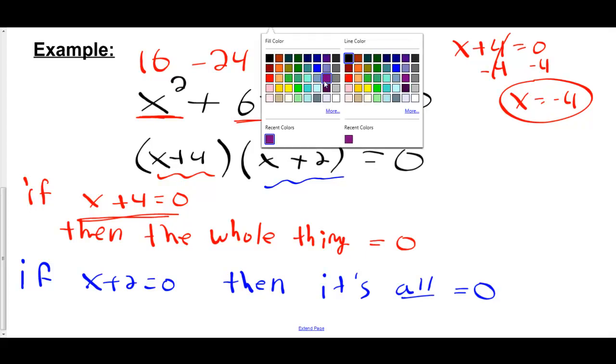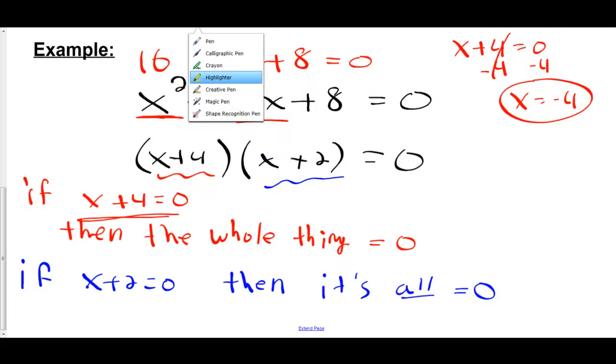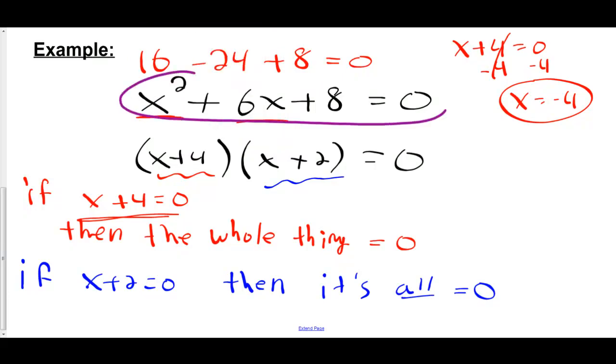If you look at this equation right here, what can we say about it? What's an answer to that equation? Negative 2 and negative 4 are both answers that you can plug in to get that equation to equal 0. Look at the red and think about what happened. 16 minus 24 plus 8 is equal to 0, altogether.